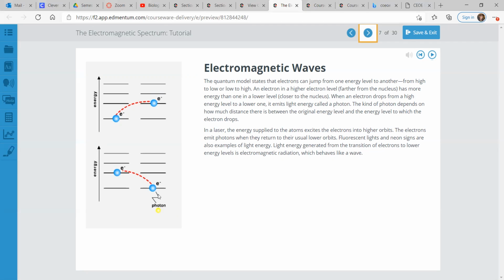Fluorescent lights and neon signs are also examples of light energy. Light energy generated from the transition of electrons to lower energy levels is electromagnetic radiation, which behaves like a wave. So when this electron jumps to a lower energy level, a photon is also emitted.